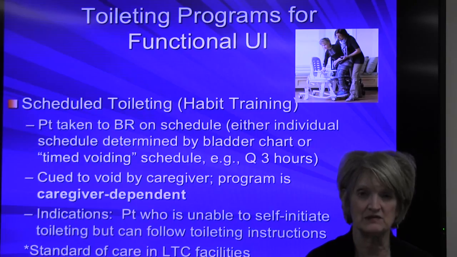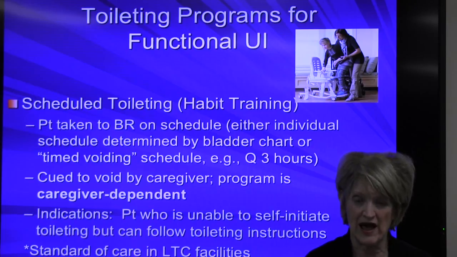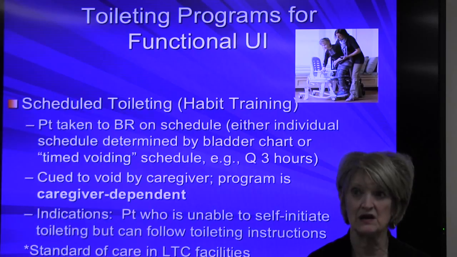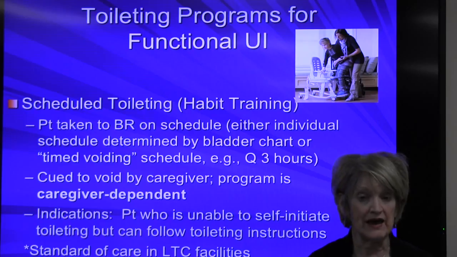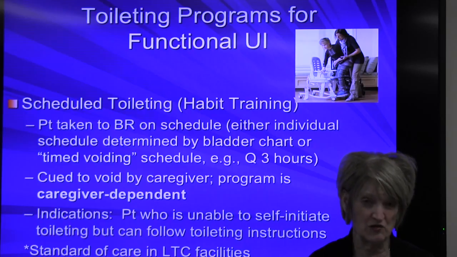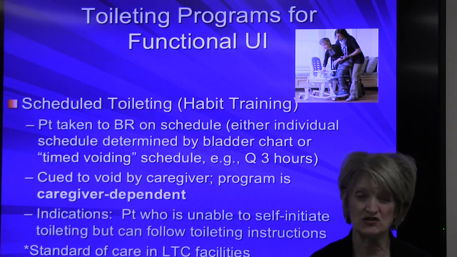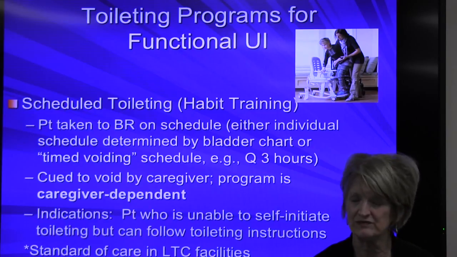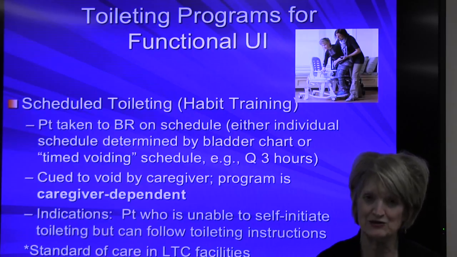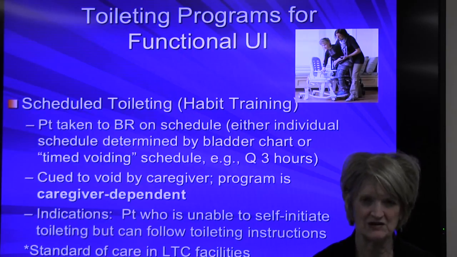There's several different types. Scheduled toileting or habit training is very widely used, both in the home, in long-term care facilities, and assisted living facilities. So here you take the patient to the bathroom on schedule. It can be an individualized schedule determined by their bladder chart. That's reasonable in a home care setting. In an institutional setting, that's not very reasonable, so people are typically toileted every 3 hours. Sometimes every 2, but more commonly every 3.